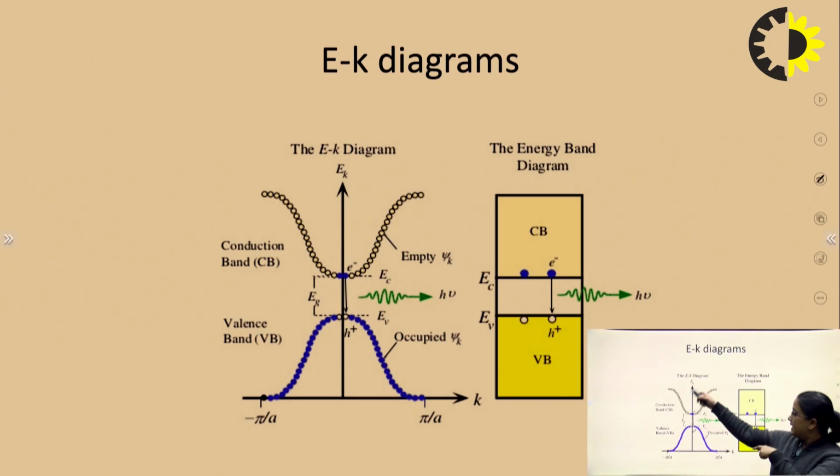In this EK diagram, the x-axis represents the wave vector or momentum, and the y-axis represents the energy of an electron. So, that is the EK diagram, and its significance is that it helps in differentiating between direct and indirect semiconductors.